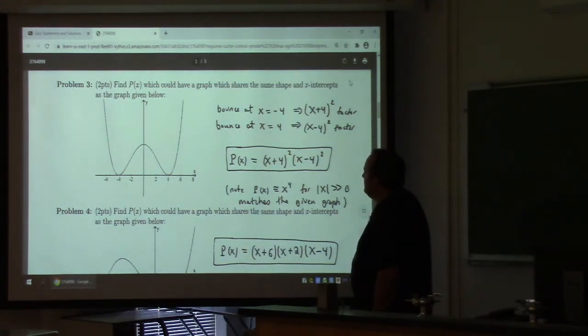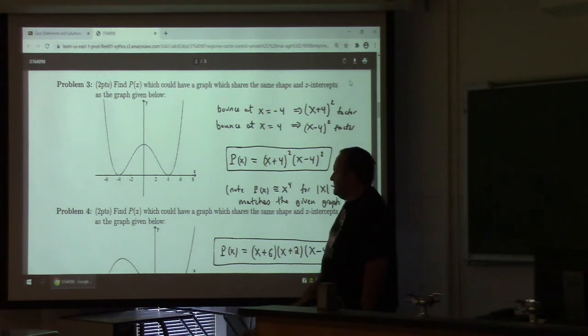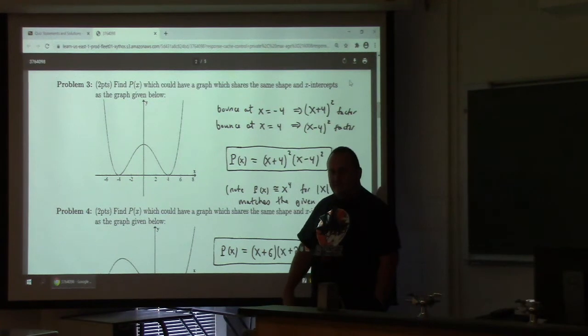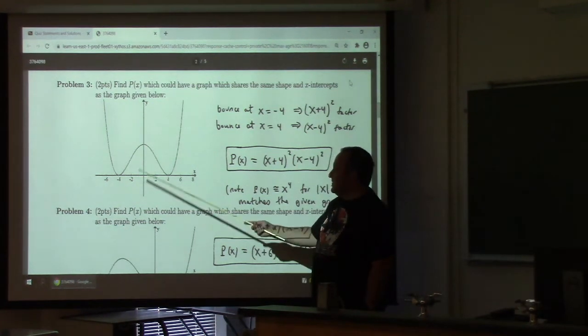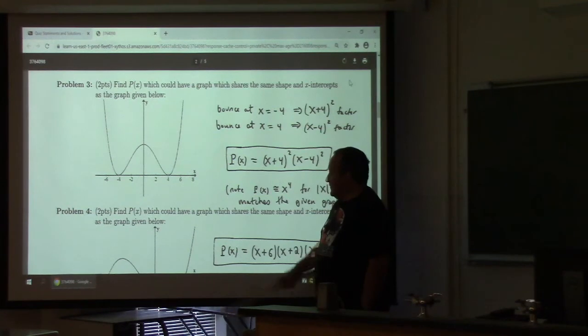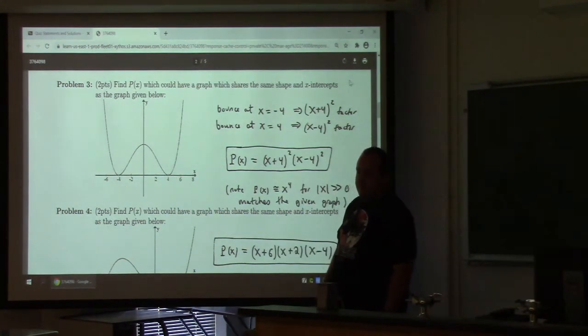Find p of x, whose graph shares the same shape and x-intercepts. I think the dominant error I see in student solutions is they're doing something with the hump in the middle, like that introduces an x squared. And that just is not the case. There's not sufficient information to figure out anything about the hump except that it's there somewhere. So basically, it's just x plus 4 squared from that, x minus 4 squared from that. That's all you got.